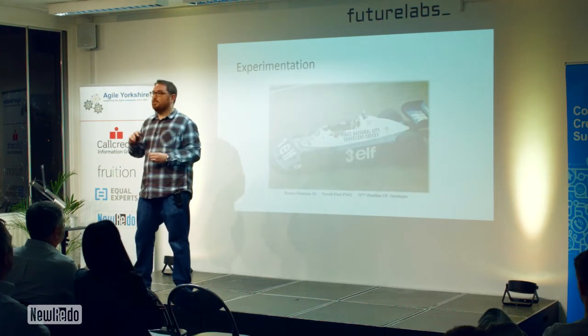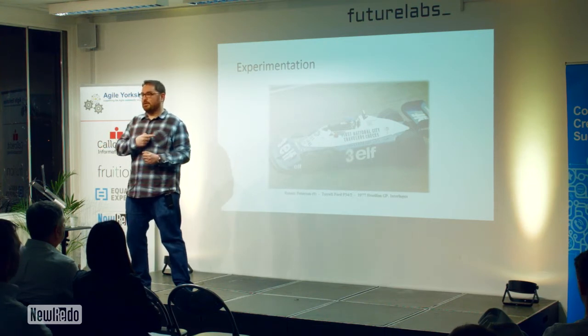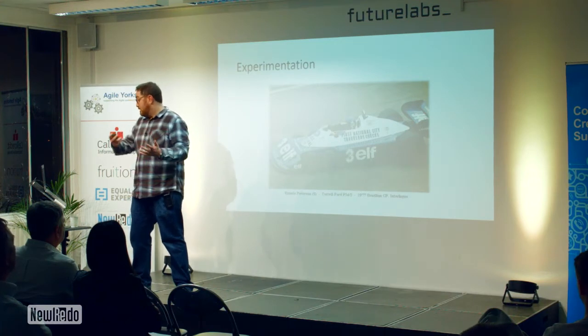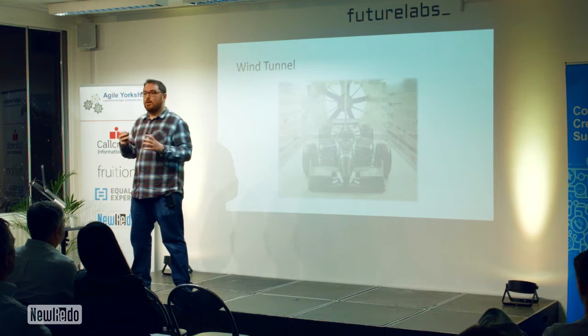Formula One teams experiment all the time. This is Ronnie Peterson's 1977 Tyrrell. You might notice it's got 6 wheels. So this is an experiment. They use the wind tunnel a lot, so often they won't build out the whole solution. They'll build a model that they can put into the wind tunnel and just get data that way. It's the fastest and the simplest thing they could do to learn something.